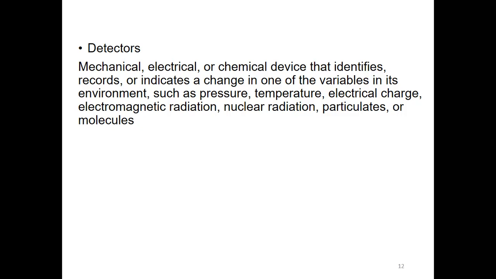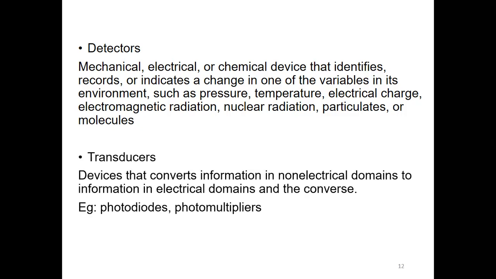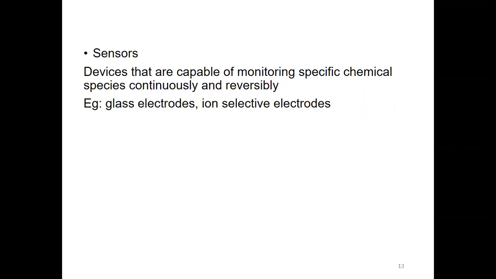Detectors are available. And the transducer, as we discussed earlier, converts information. It converts information in non-electrical domains to electrical domains and converts in the other way. So photodiodes and photomultipliers are some examples of transducers. We will discuss this later in detail.